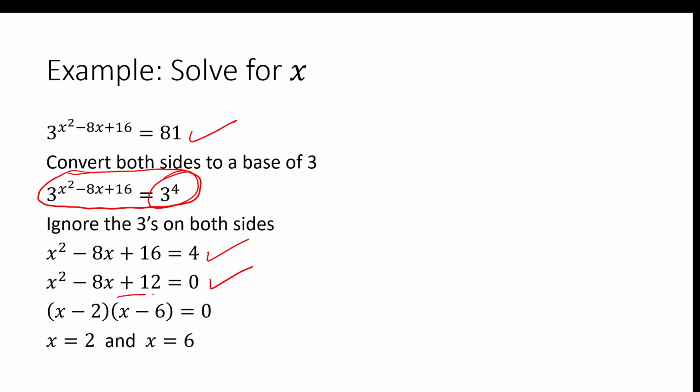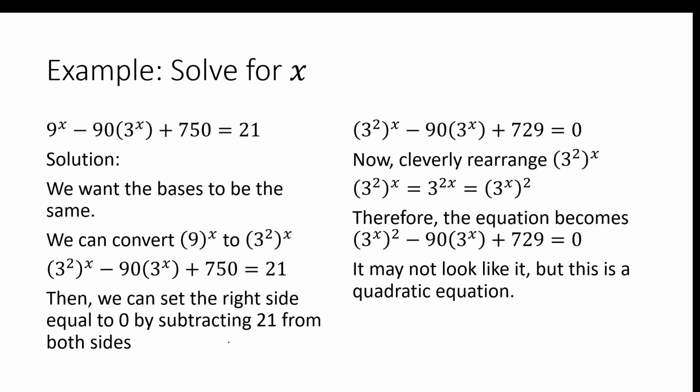That means x minus 2 times x minus 6 equals 0. So that means x minus 2 equals 0, in other words, x equals 2, or x minus 6 equals 0, in other words, x equals 6.